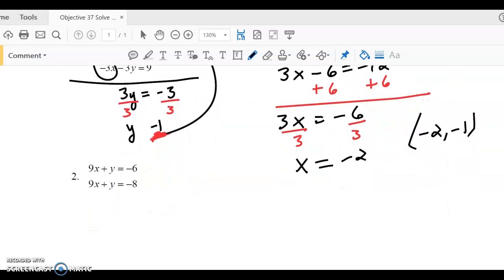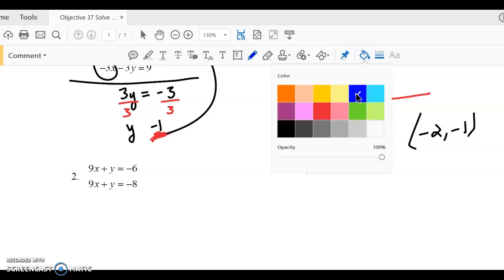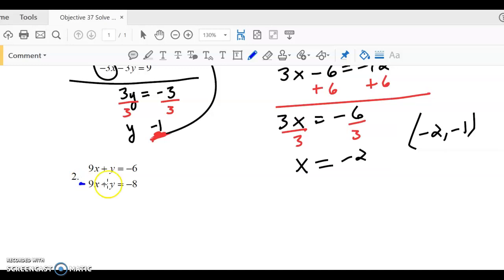Now number 2, you'll notice that the equations look very similar to each other. In this case, if I add the columns right now, nothing eliminates, because 9x plus 9x is 18x, y plus y is 2y, and negative 6 plus negative 8 is negative 14. But what I can do is multiply everything by negative 1 in either equation. So I'm going to multiply the bottom by a negative 1. That's going to change all those signs. And by doing that, now when I add the columns, 9x plus negative 9x cancels out.